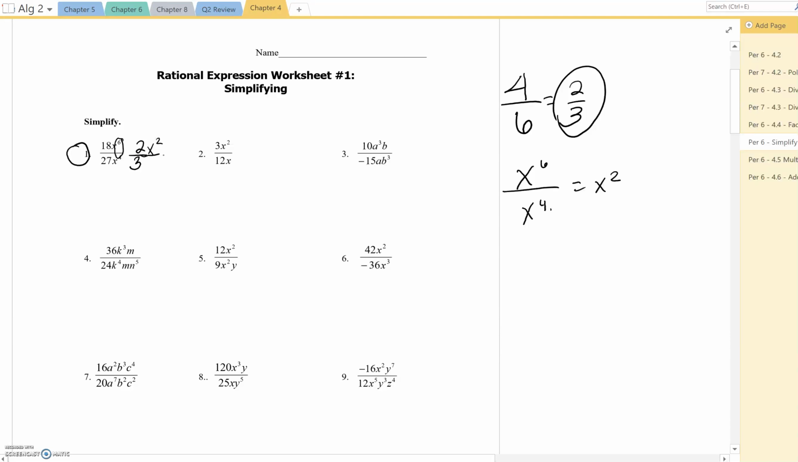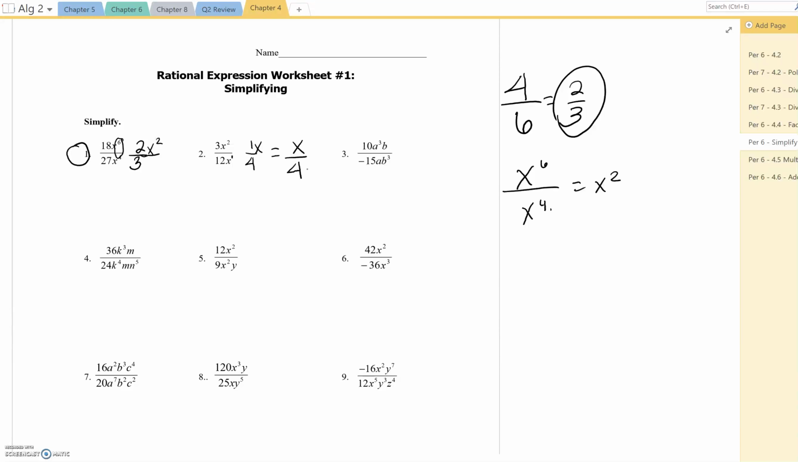For the next one, 3 over 12 reduces to 1 over 4. X squared over x to the first is really x. Now, technically it is 1/4 of x, but we don't like to write 1x anymore, so we're going to erase the 1 and just say the answer is x over 4. Please make sure that you are not writing 1x or 1y. Unless 1 is the only thing in the numerator, do not write 1.